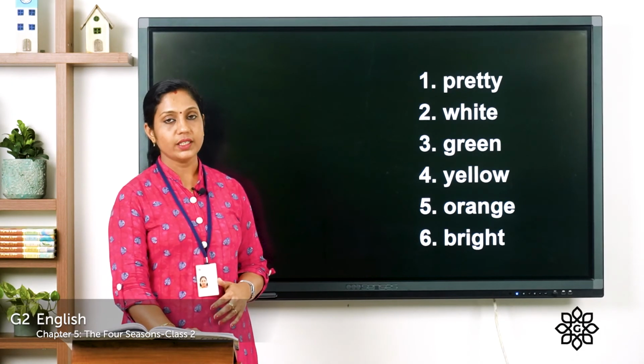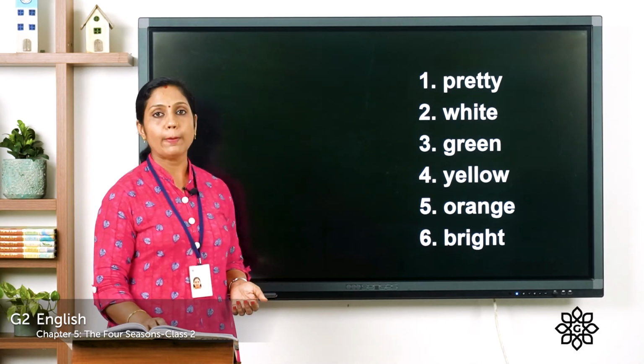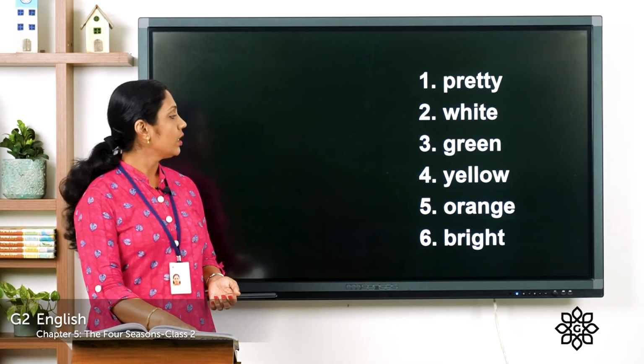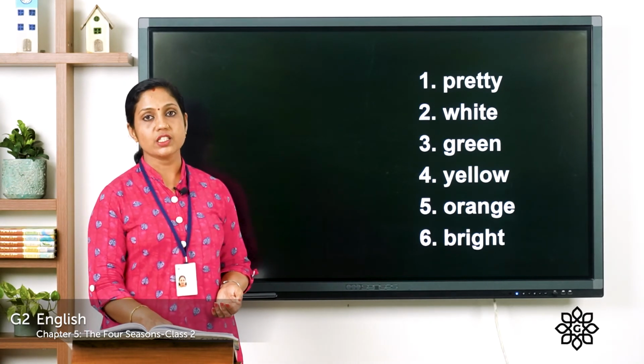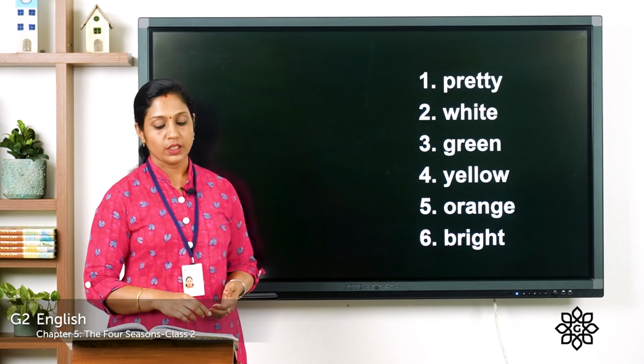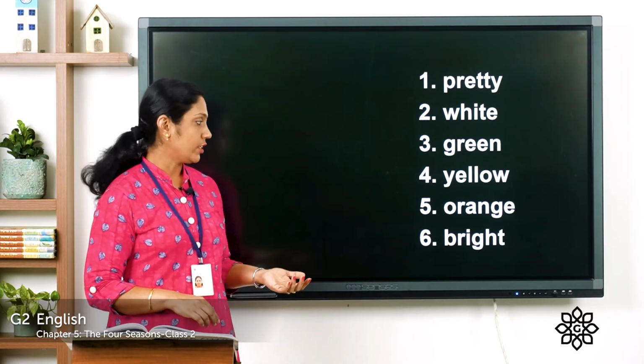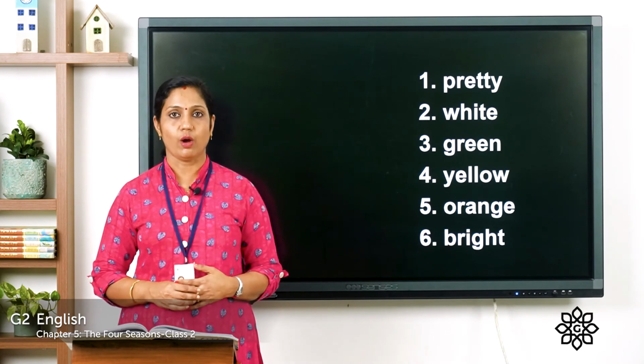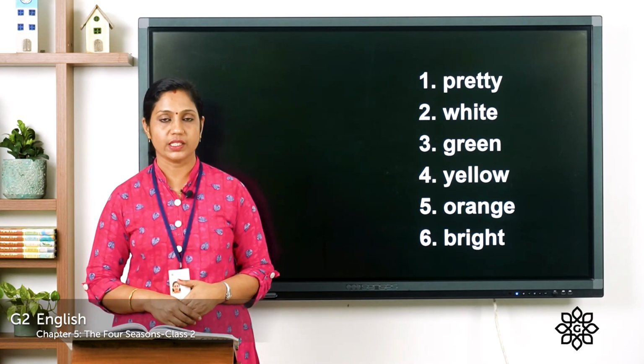Fourth, the yellow daisies look pretty. Fifth one, the orange centers of the daisies look bright. Sixth, the bright butterflies are flying around. So write this down in your textbook itself.